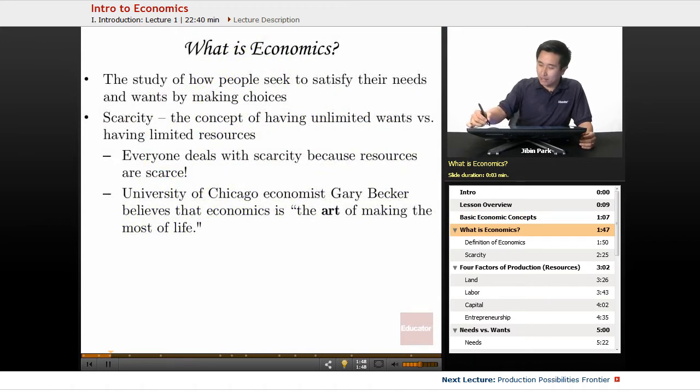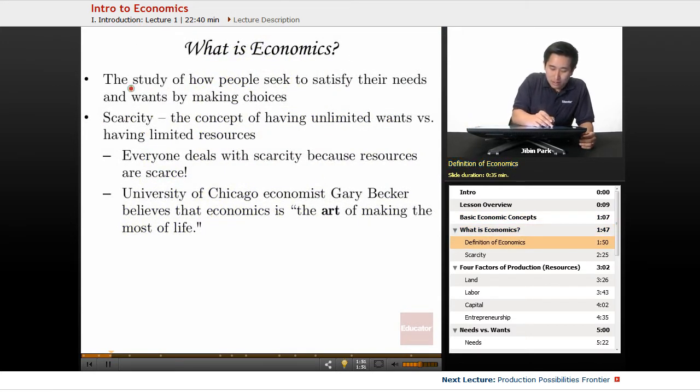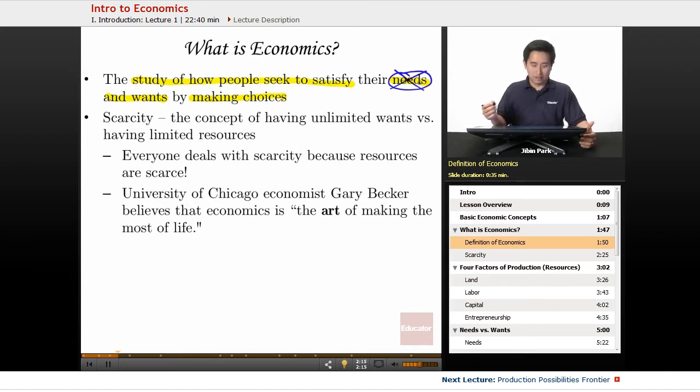So what exactly is economics? It's a study of how people seek to satisfy their needs and wants by making choices. Now one thing I do teach my students is that there really is no such thing as a need. For now, we're going to leave the needs in there, but eventually we're going to realize that really there is no need. And I'll explain why a little bit later here.